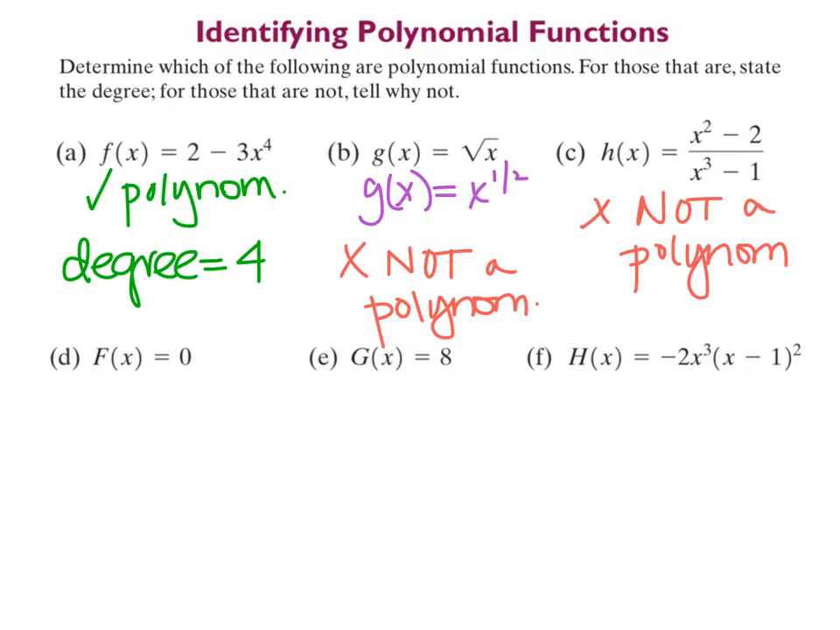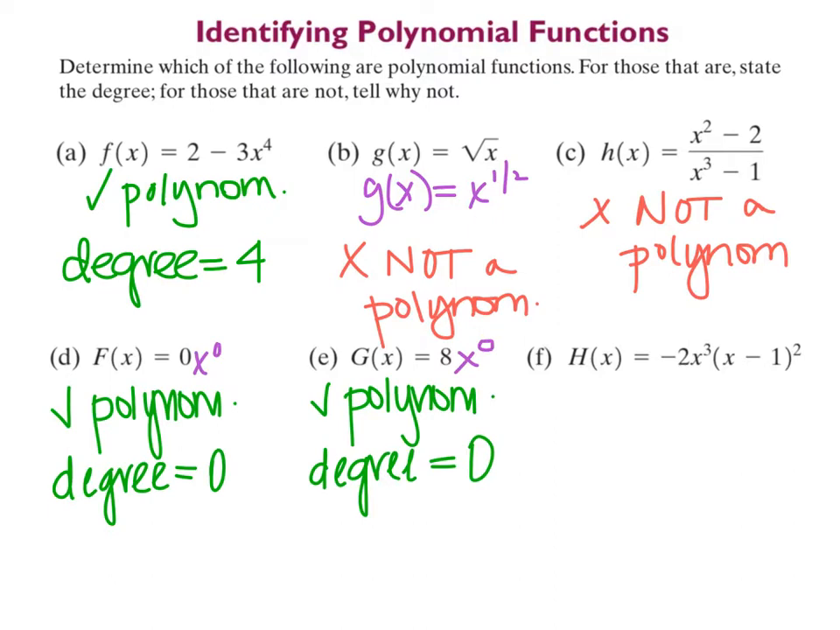Part D, f of x is equal to 0. I don't see a problem with that. It's just x to the 0 power, which is 0 times 1. It's really, really straight, a really horizontal function at the x-axis. So that's a polynomial. Same thing is true for g of x is equal to 8. If it's just equal to a constant, that's a polynomial. So that means that they both have a degree of 0. It's like writing x to the 0 power right next to it.